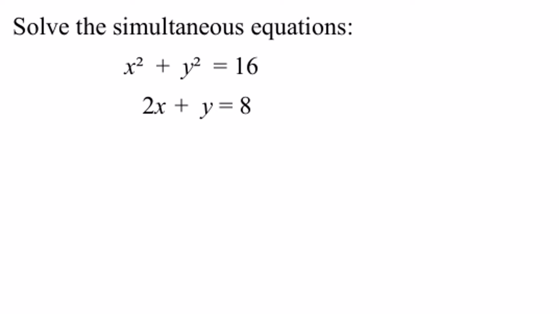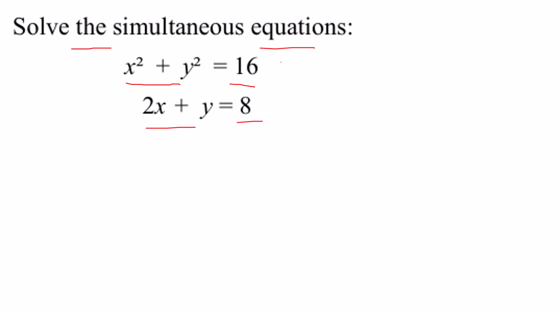GCSE 9-1 Maths: how to solve a quadratic simultaneous equation with a line and a circle, in roughly 5 to 6 to 7 minutes. Let's go. So, to solve the simultaneous equations x squared plus y squared equals 16, and 2x plus y equals 8.